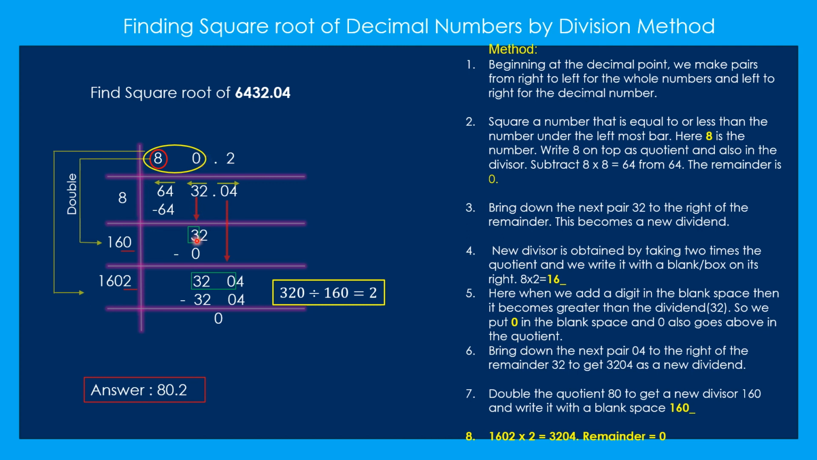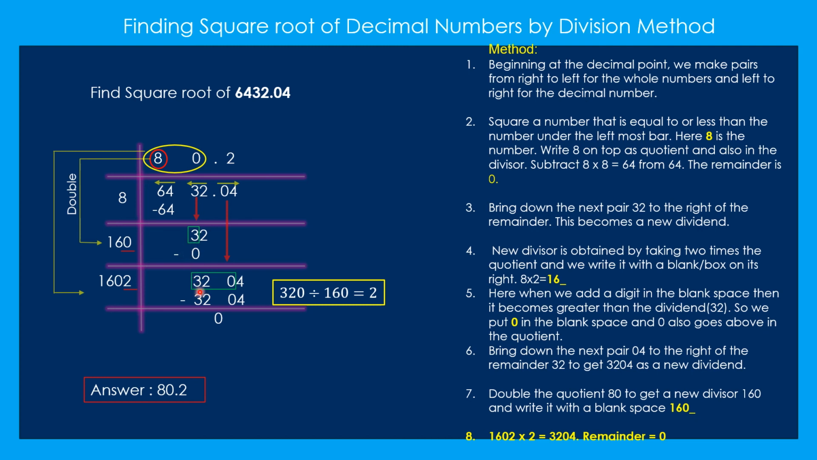What you do here, to find the number for the blank space, is leave the unit digit of the dividend. So when you leave 2, only 3 is left. Then 3 is divided by 16. 3 is smaller, 3 cannot be divided by 16. So in the blank space, you put the number 0, and the same 0 is also added to the quotient. So 160 times 0 is 0. You subtract, you get the remainder 32.